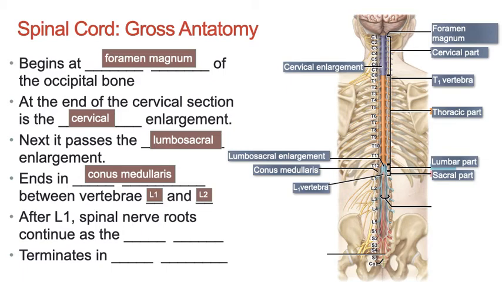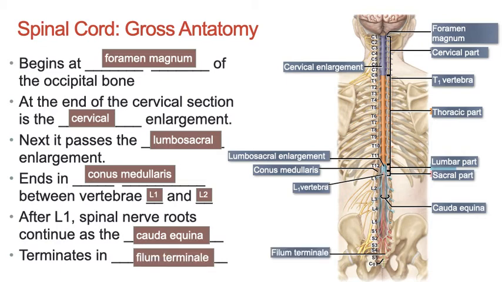Now, after L1, the spinal nerves continue on. You end up with this bundle of nerve roots that continue on, and they are called the cauda equina. The cauda equina is named after its resemblance to a horse's tail, and that word is actually Latin for horsetail. Finally, the spinal cord will terminate in the filum terminale, which is a delicate strand of fibrous tissue, and it's about 20 centimeters long.